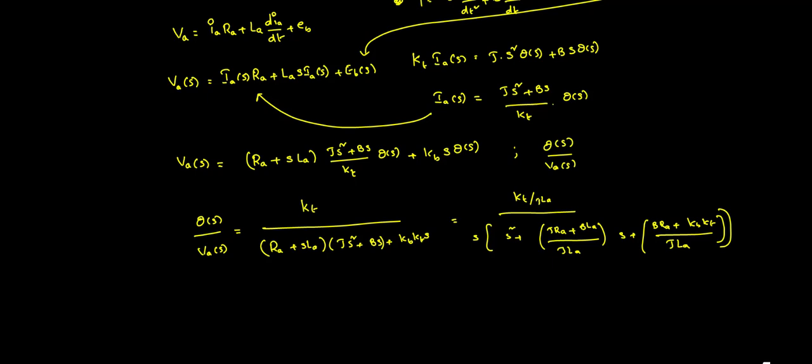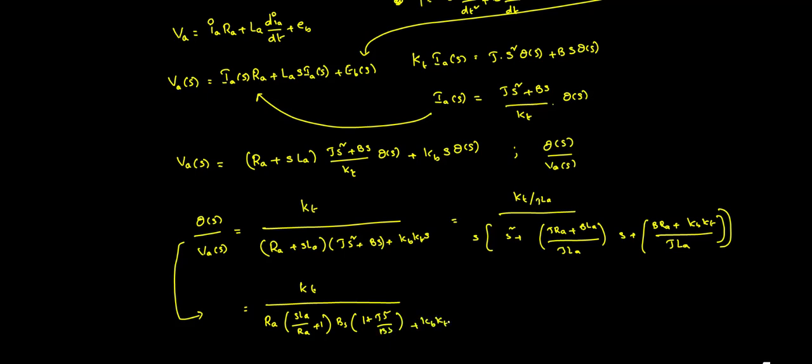You can also write it so. There is no big difficulty in doing these things. In another way, some people in some textbooks may also write these things as KT divided by RA plus SLA into Js plus B. Here what they will do is take RA as a constant, and then S into LA by RA plus 1 into BS into 1 plus J s square by bs, they take common, plus KB KT into s.